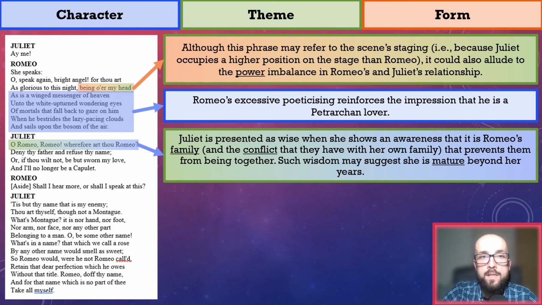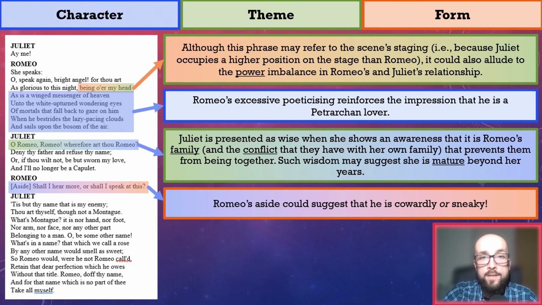Next, I want us to think about Romeo's aside. An aside is when a character makes a quick remark that only the audience can hear. Now in this aside, Romeo questions if he should speak up and alert Juliet to his presence or if he should listen more instead. Now this makes me wonder if Romeo is being presented as being cowardly, is he too afraid to speak up? Or if he is being presented as sneaky because he wants to listen to Juliet reveal all her secrets just that little bit more.